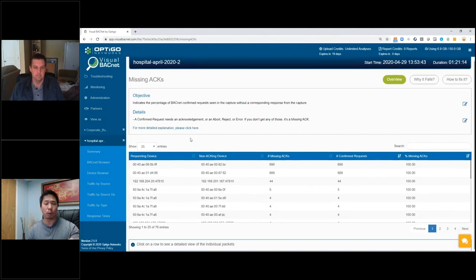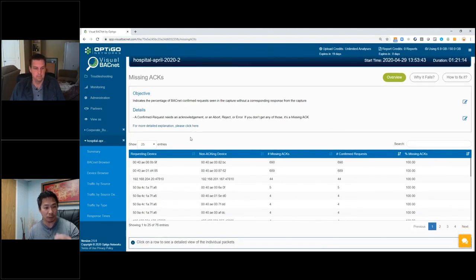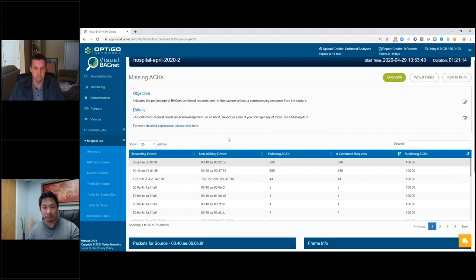If we wanted to go back, and we won't, but if we went back to the other file that we were looking at, corporate building one, we would see some missing ACKs, but it's not 100%. So that typically indicates that the device is just too busy to process everything. But in this case, because it's 100%, it likely means that the device went offline. The programming is slightly incorrect, like it's looking for something that's not there. A router went offline. So basically, the communications are just flat out not working.